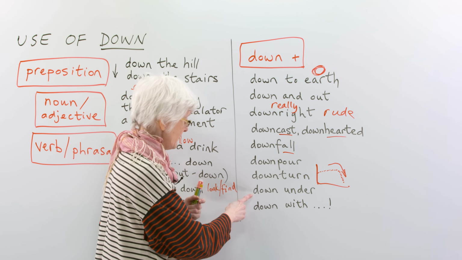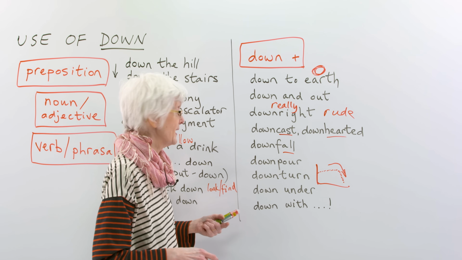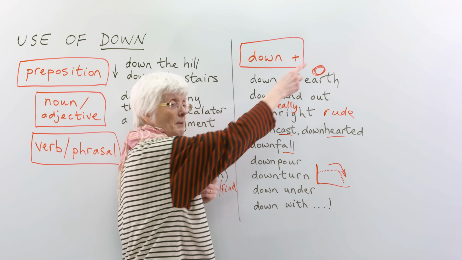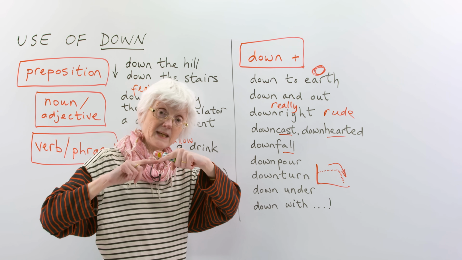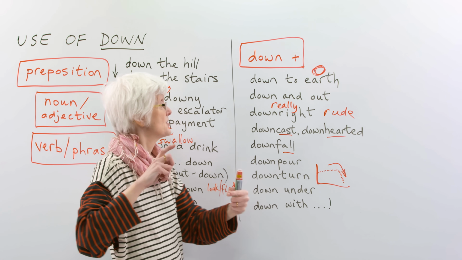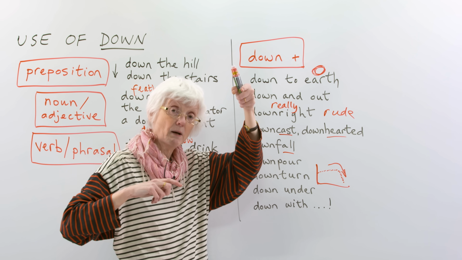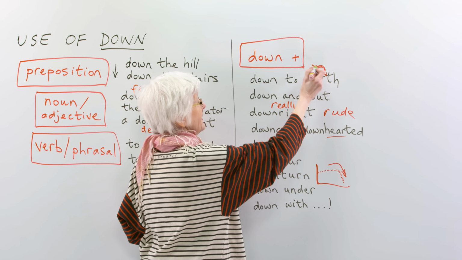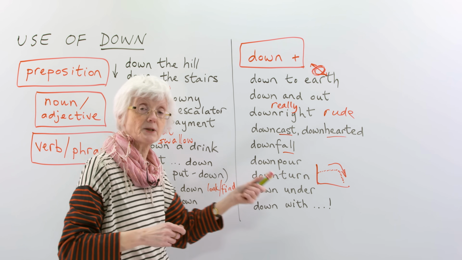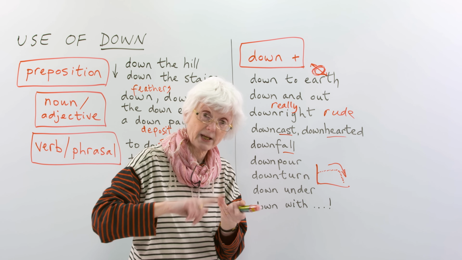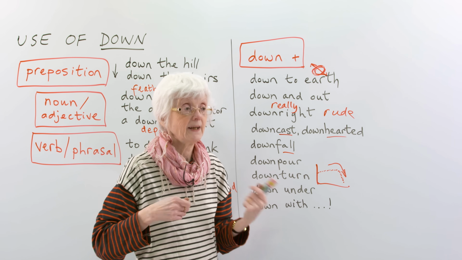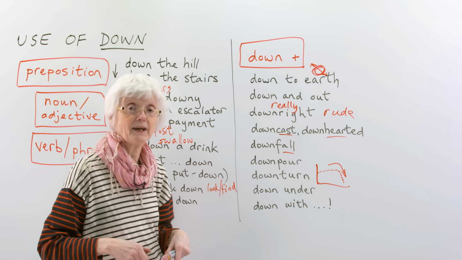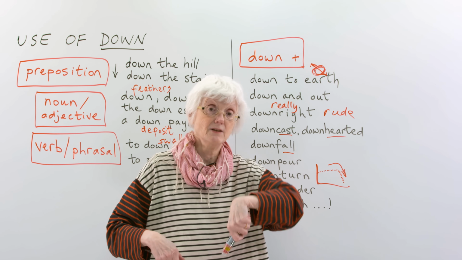Okay. And then this one, down under, actually refers from the UK, where we are on the planet. We're talking about the other side of the planet. So from where we are in the northern hemisphere, we are talking about the opposite side of the planet, the southern hemisphere, and in particular Australia and New Zealand are sort of jokingly referred to as down under. Okay, they're going down under, they're emigrating down under.